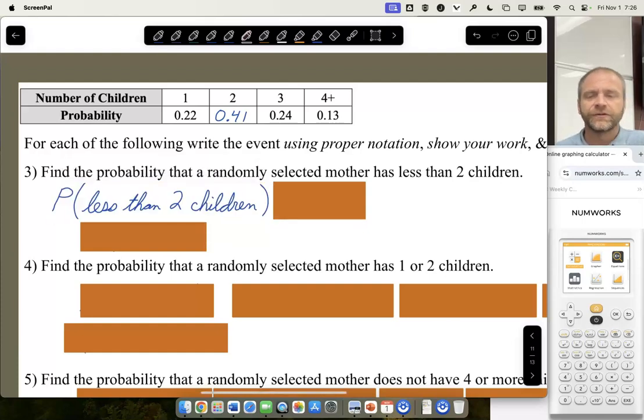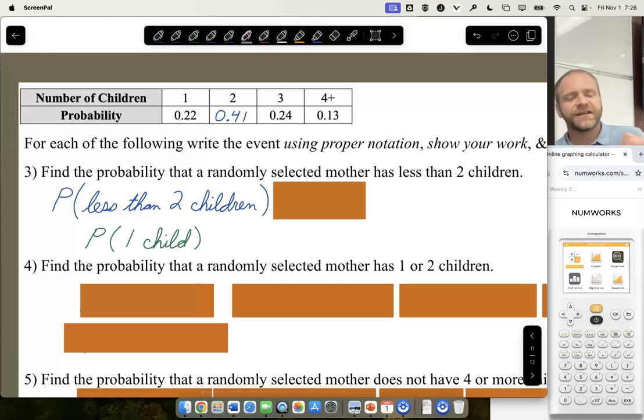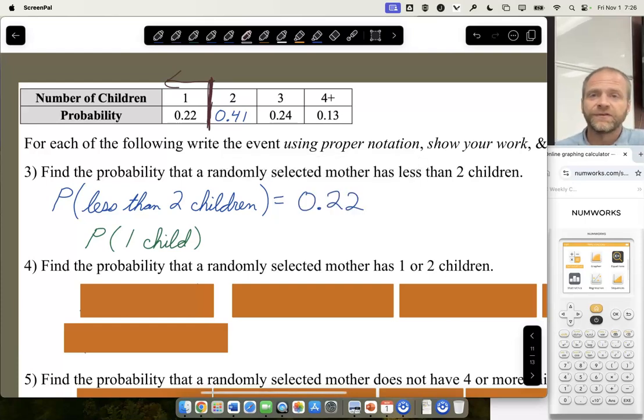So less than 2 children. I didn't define that as an event, so I'm just going to say the probability less than 2 children. Less than 2, by the way, we need to be a little bit careful with. If I draw it on here, less than 2 does not include 2. It's only to the left of it. So another way of saying that is the probability of just 1 child. So in that case, the answer is 0.22.